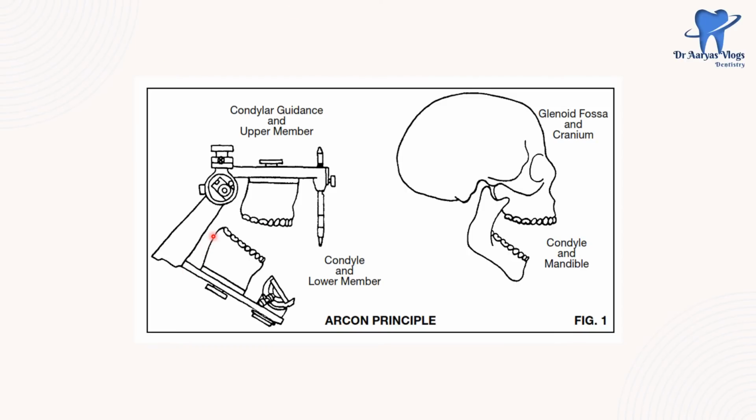Here the condylar guidances are associated with the upper articulator member. This is the upper articulator member, and here this is the condylar guidance, as the patient's glenoid fossa is a portion of the cranium. This is the glenoid fossa. Okay. And the condyle of the articulator, or condylar element, is a part of the lower member. This is the lower member, as the condyle of the patient's mandible. Hence, the articulator movements can be directly related to the anatomical function of the patient. And this is the arc-on principle. Okay.